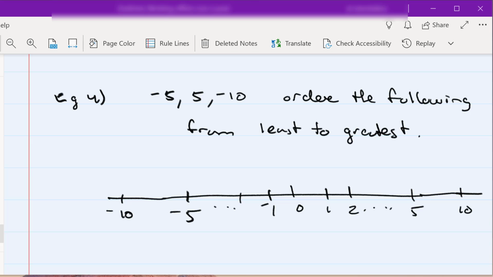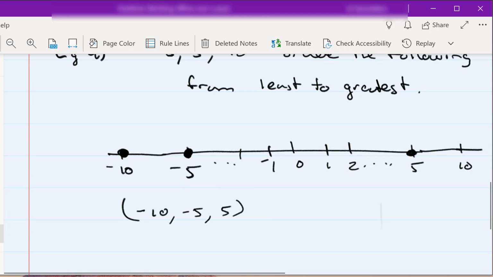Let us look at the next example where we're to order these three numbers from least to greatest, -5, +5, and -10. Let us consider the smallest number, which is -10, which is 10 units to the left of 0. Next, we go to the second smallest, which is -5. Then we proceed, we pass 0, and we continue counting to the right, and we hit +5. So if we're to order these, we say -10, -5, and +5. This is the order from least to greatest.